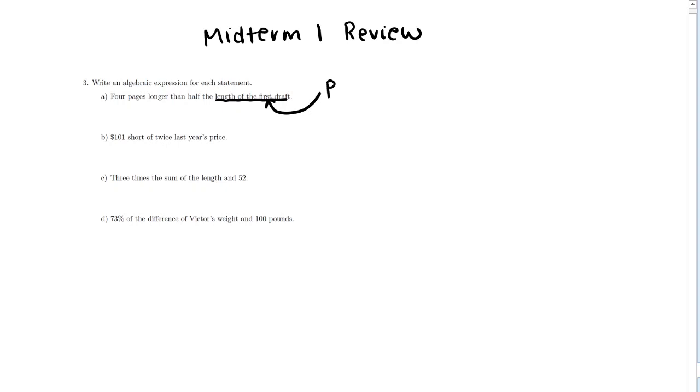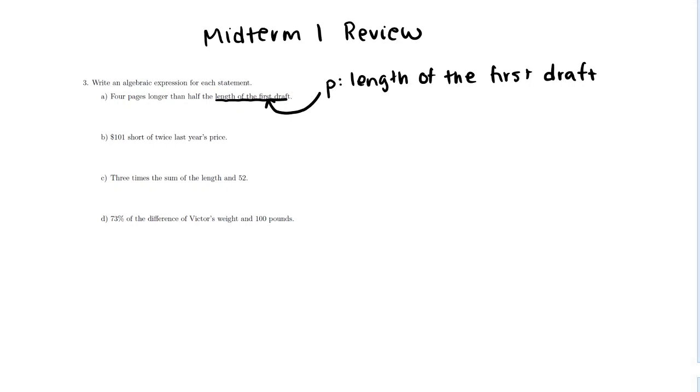Or maybe it's for a paper that they're writing for a class. But either way, here I'm going to use P to represent the length of that first draft, maybe the number of pages. Again, we don't know this quantity, but it is a number. It is some concrete number, it's just that we don't know it. And we can still do mathematics with this unknown number, right?